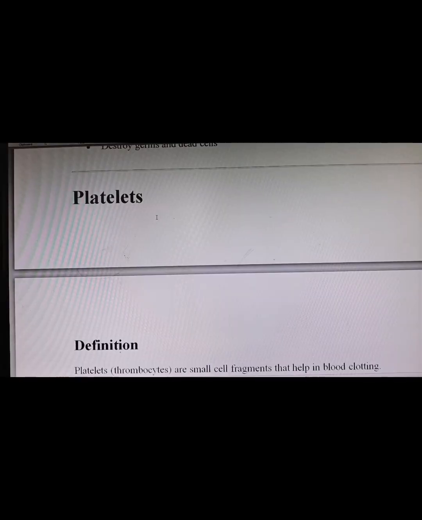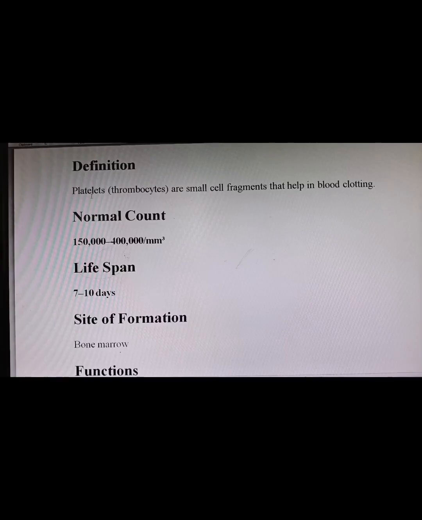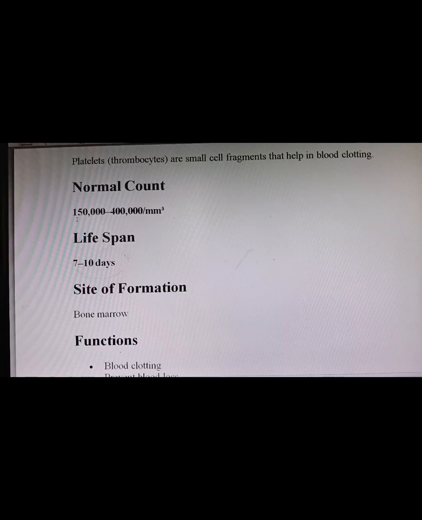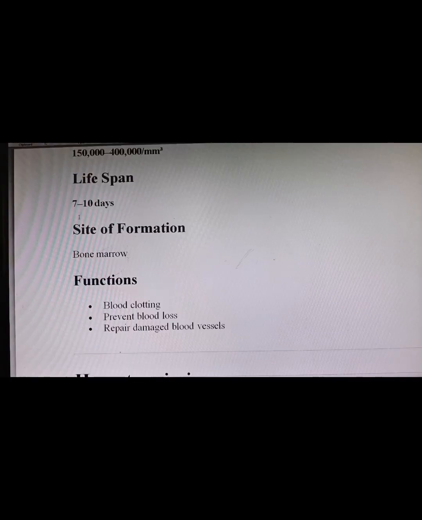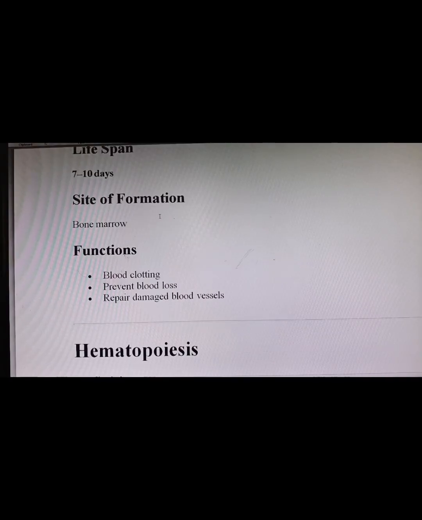Next is platelets. Platelets, also called thrombocytes, are small cell fragments that help in blood clotting. The normal platelet count in a healthy adult is 1,50,000 to 4 lakhs per cubic millimeter. The lifespan of platelets is 7 to 10 days. The site of formation of platelets is inside the bone marrow.